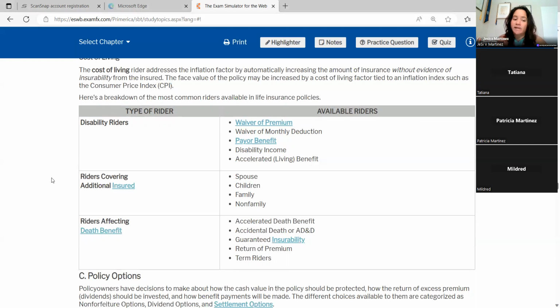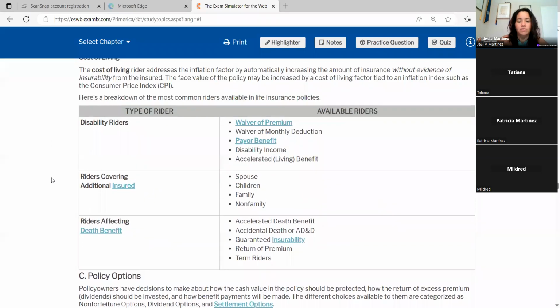Okay, so we have the disability riders, which are the waiver of premium, waiver of monthly deduction, payer benefit, disability income, and accelerated living benefit. Riders covering additional insured, which cover the spouse, the children, the family, or the non-family, and riders affecting the death benefit are accelerated death benefit, accidental death, or AD&D, guaranteed insurability, return of premium, and term rider.